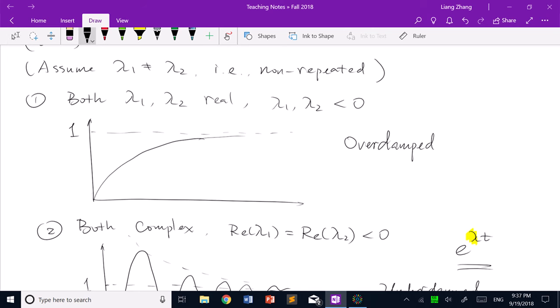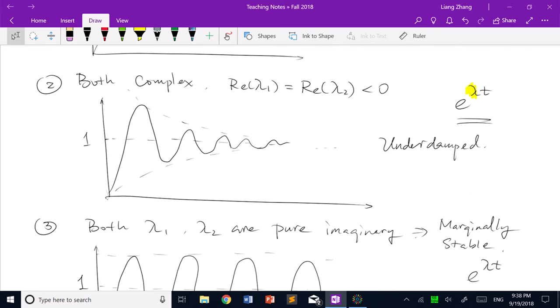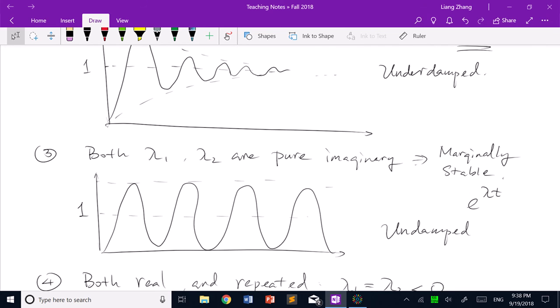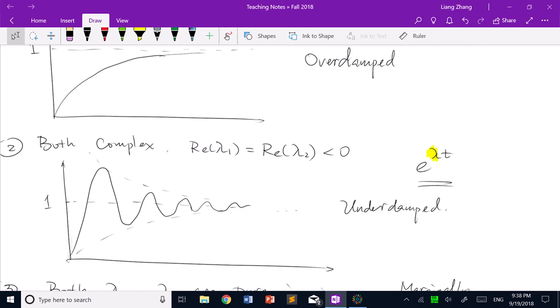So for stability behavior depending on how the transient is presented, lambda 1 not equal to lambda 2: overdamped case, underdamped case, undamped case, critically damped case. All four of them are qualitatively different from each other.